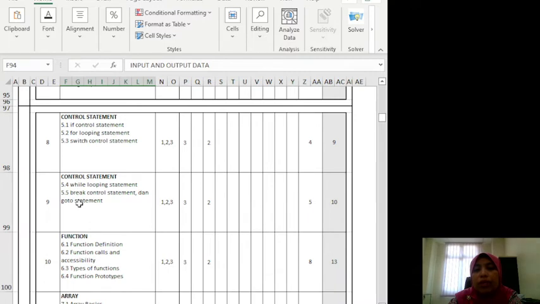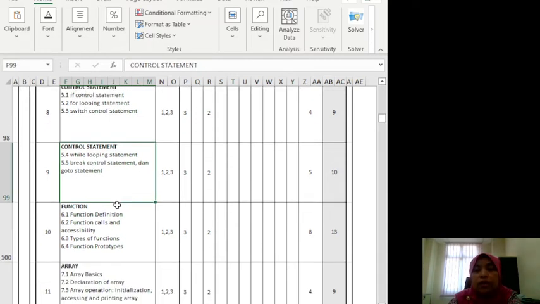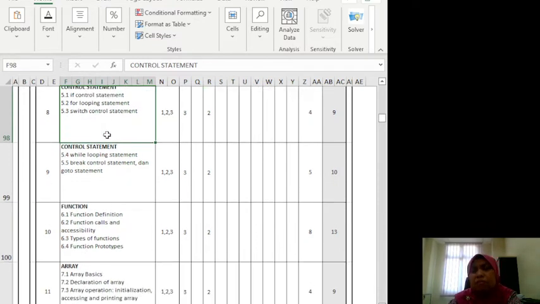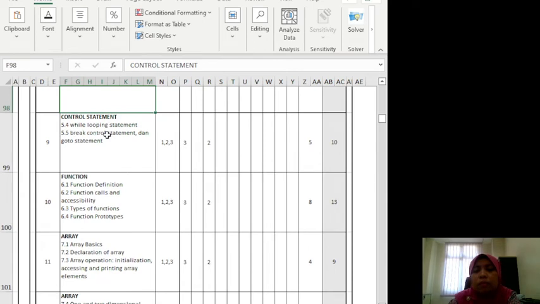And continue to week 9: while loop, break loop, and every type of loop will be presented in this chapter 5. Ini paling penting jugalah actually dalam programming, because looping is the basic function yang selalu kita gunakan dalam apa-apa saja programming, types of programming.